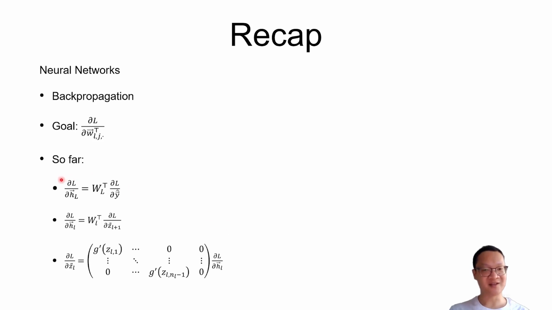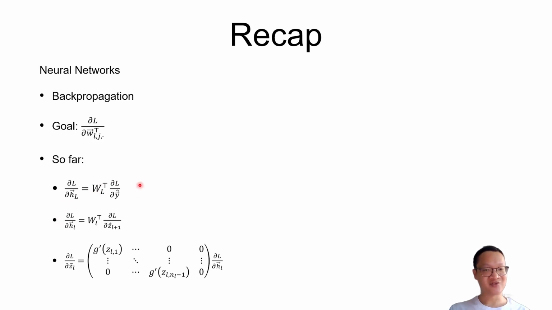So far what we have done is we have computed the partial derivative of L with respect to the last hidden layer. And that turned out to be W_L transpose times partial L partial Y hat. So this part, partial L partial Y hat, is known because we know the loss function. And then this part is basically coming from applying the chain rule. This is partial Y, partial H_L.